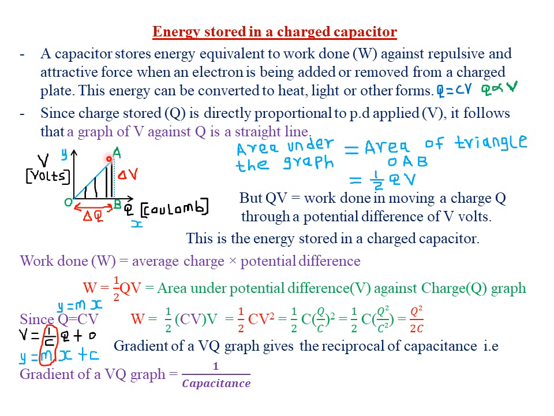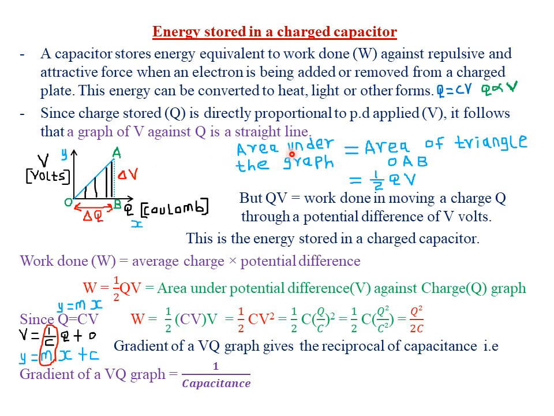So if we find the area under this particular graph, remember our graph is this particular straight line. When we talk of the area under the graph, we are simply talking of the area between our line OA and this horizontal axis, that is the Q axis. So the area between our graph and this horizontal axis will be the area under that particular graph. This area, which is shaded, that is area OAB, is the area under the graph, and you can clearly see that area OAB is in triangular shape.